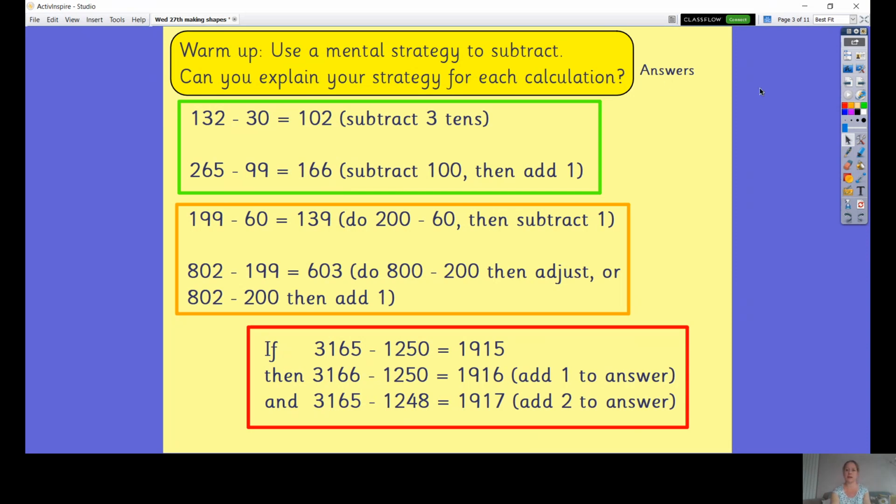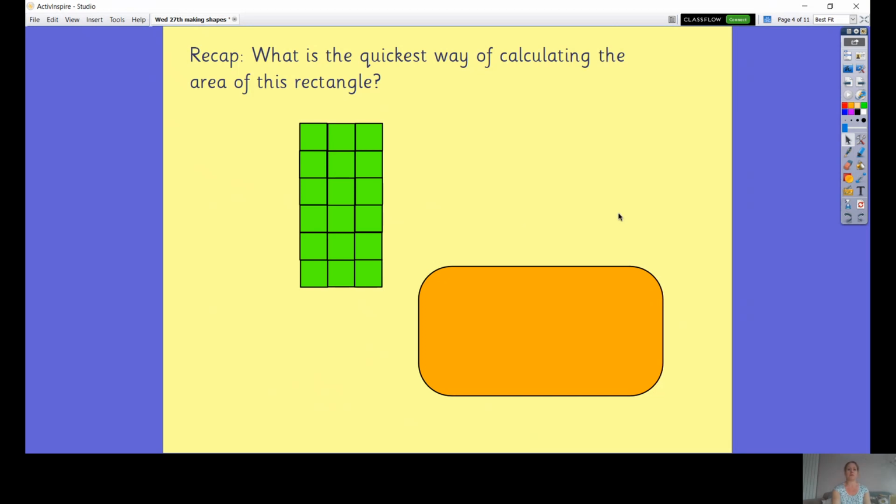Okay, moving on to our main activity for the day. We'll have a quick recap. What is the quickest way of calculating the area of this rectangle? And we talked last time, somebody called Jack on our last flip chart decided that he was going to count how many squares there were in a row, and there are 3 here. And then how many rows? 1, 2, 3, 4, 5, 6.